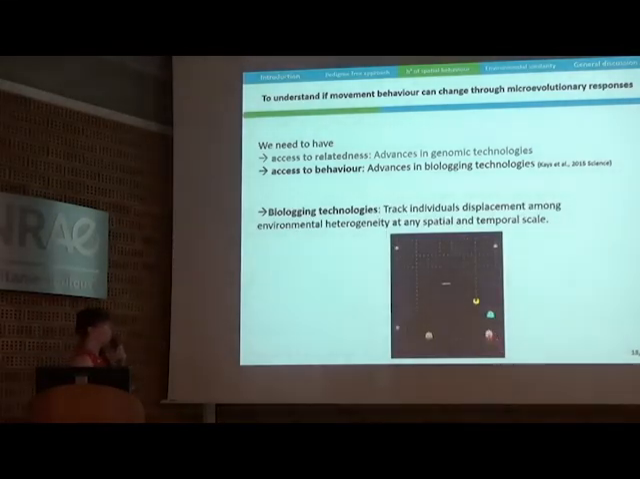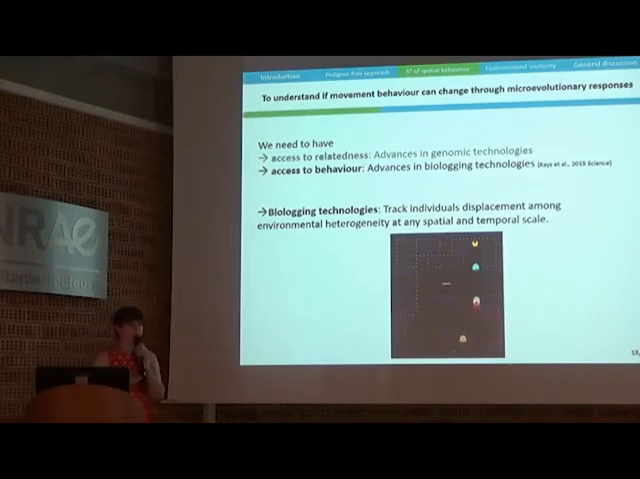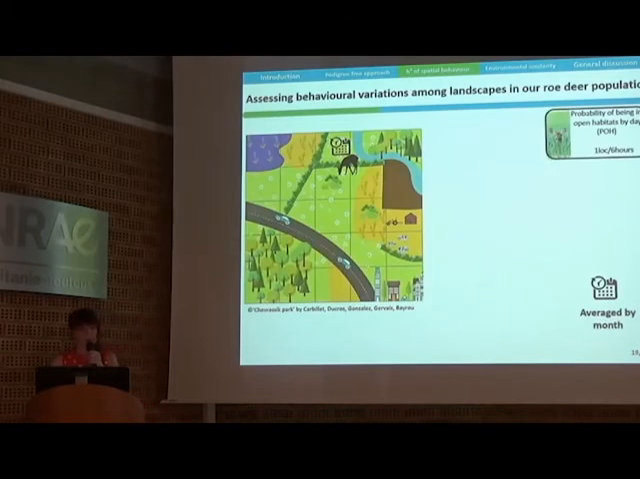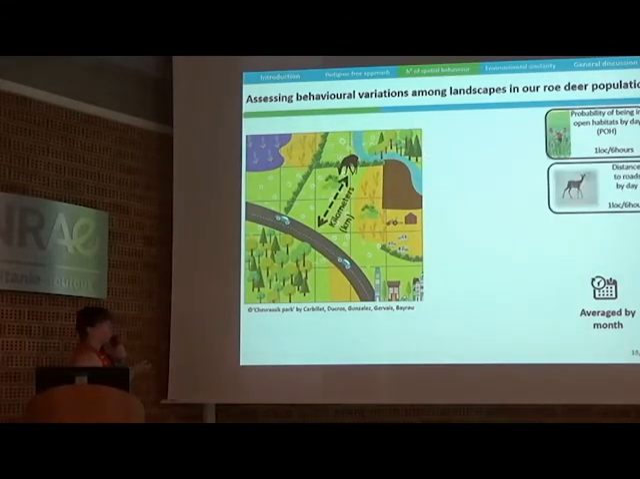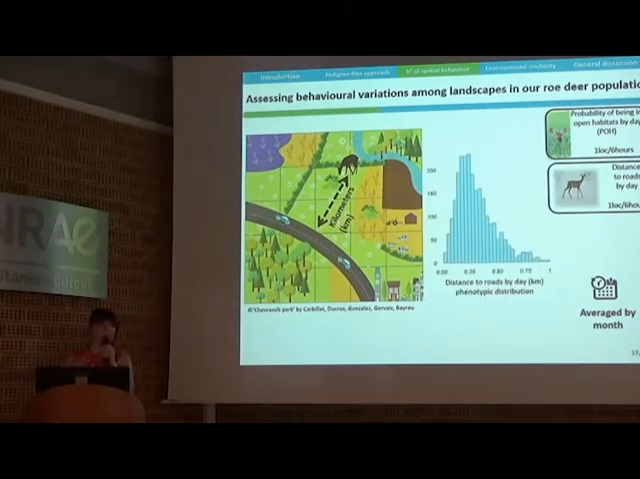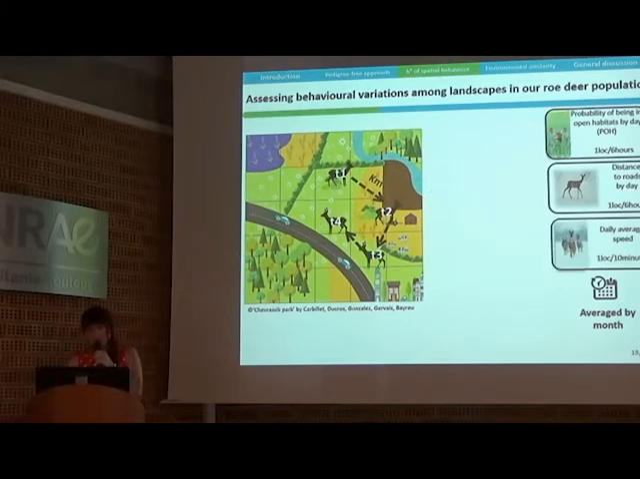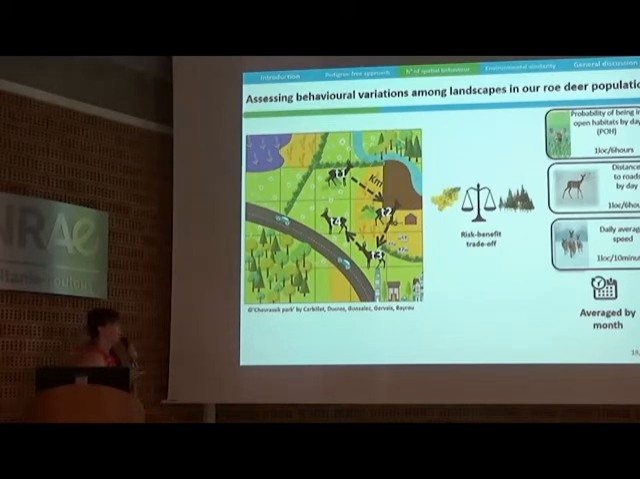Biologging technologies allow us to track individual displacements among environmental heterogeneity, at any spatial but also temporal scale. So we can understand how individuals interact with the environmental heterogeneity. For example, in our population, we have been able to calculate the probability of being in open habitat by day. We have also been able to calculate the distance to road by day, because that's when human disturbance is higher. And we also calculated the daily average speed of individuals. Altogether, it allows us to understand how organisms cope with the trade-off between risk avoidance and resource acquisition.